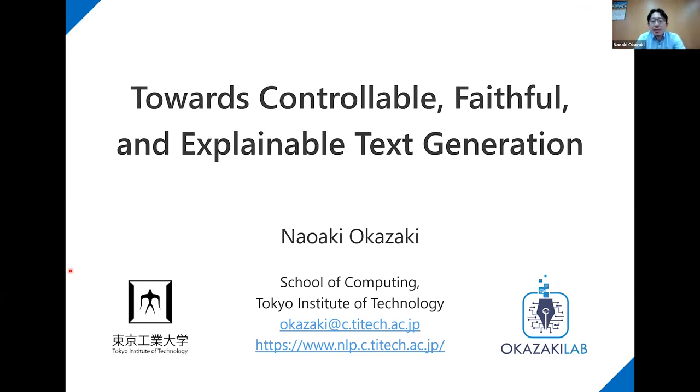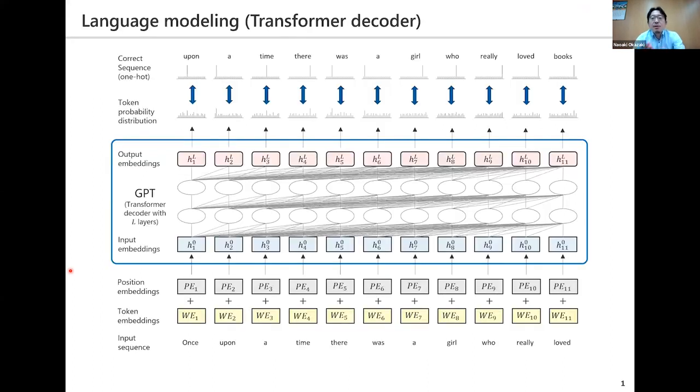So today I'm presenting our attempts about controllability, faithfulness, and explainability in natural language generation. Nowadays, various tasks of natural language generation are modeled by sequence-to-sequence architecture. So in this slide, I will give an example of training a language model with transformer decoder, a well-known architecture of sequence-to-sequence.